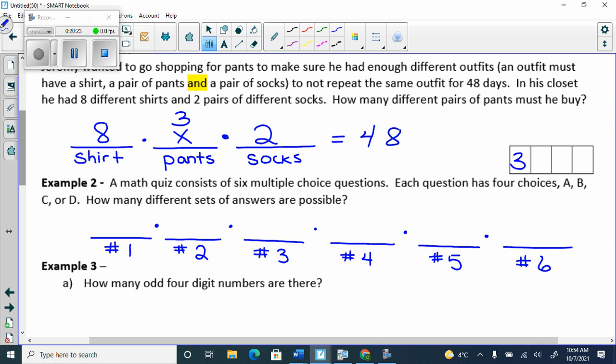Each question has how many options? A, B, C, or D. How many options do I have? 4, right? So below here I could list, okay, I have the options A, B, C, or D. And then I list in here I have 4 options. We agree? How many would I have for number 2? 4. How many would I have for number 3? 4 and then 4. I have 4 options. 5, I have 4. 6, I would have 4.